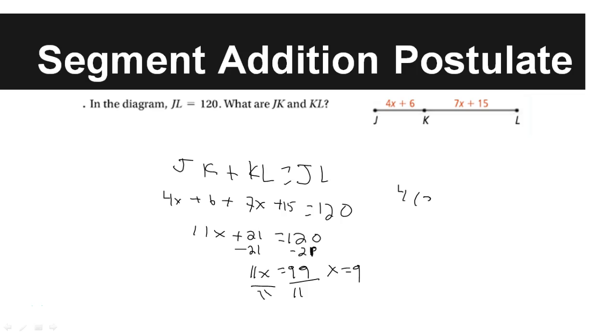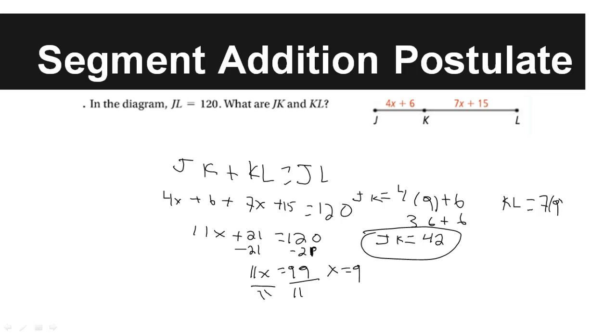So I've got 4 times 9 plus 6 to get JK. And that gives me 36 plus 6 more, which is 42 for JK. And we'll do a plug back in again for this. So we've got KL equals 7 times 9 plus 15. So I get 7 times 9 is 63, plus 15 more gets me 78 for segment KL.